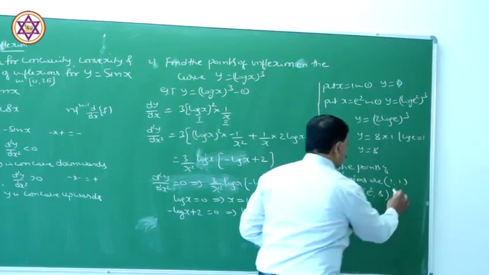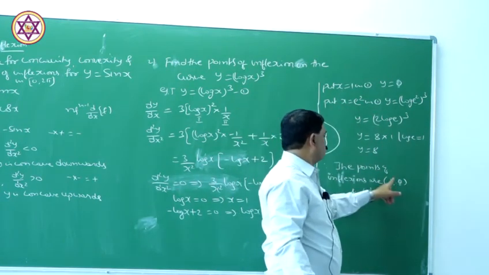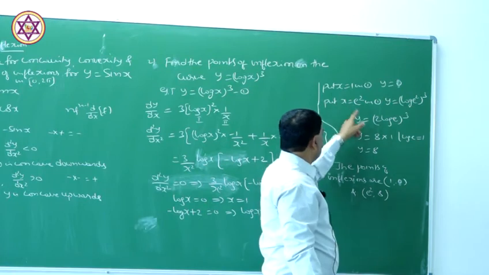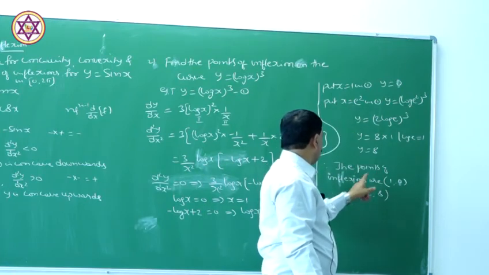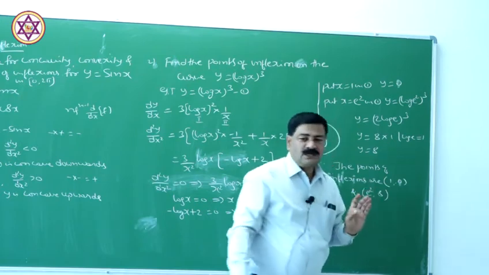The points of inflection are 1 comma 0, where x is 1 and y is equal to 0, and x is equal to e squared, where y is equal to 8. The points of inflection are 1 comma 0 and e squared comma 8.